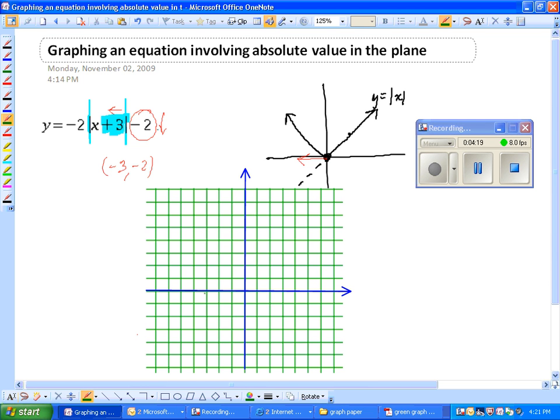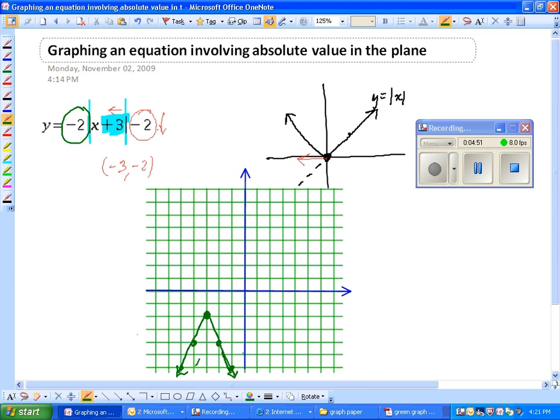Back 3, down 2. And then from there, the pattern is normally up 1 over 1. But what does this negative 2 do? It makes it go down. It makes the whole thing upside down, and instead of up 1 over 1, it makes it go down 2 over 1. And it does that in both directions. It's both ways because it's an absolute value function. It makes a V. And that's pretty much it. That's how you do one of those.